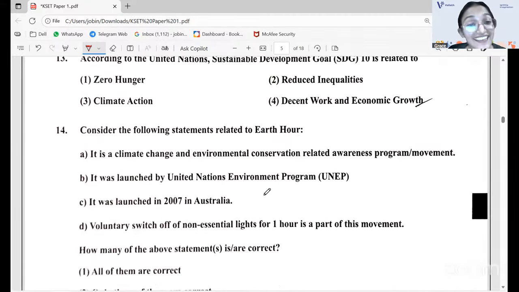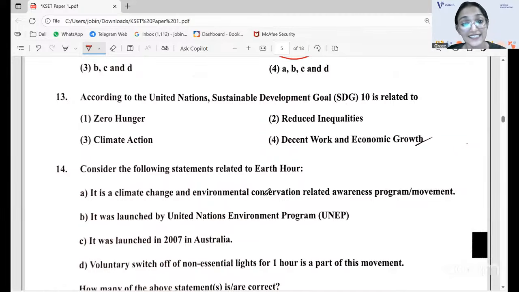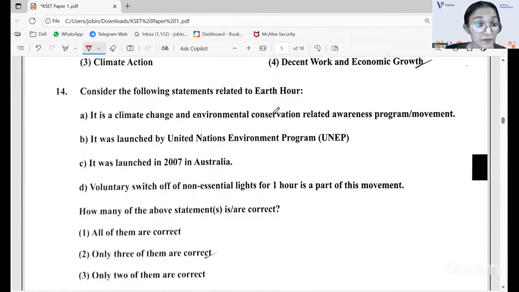The next one, again, according to the United Nations Sustainable Development Goal, SDG 10 is not related to zero hunger, neither climate action, nor decent work and economic growth. The right one is reduce inequalities. Okay, reduce inequalities. Question number 14.